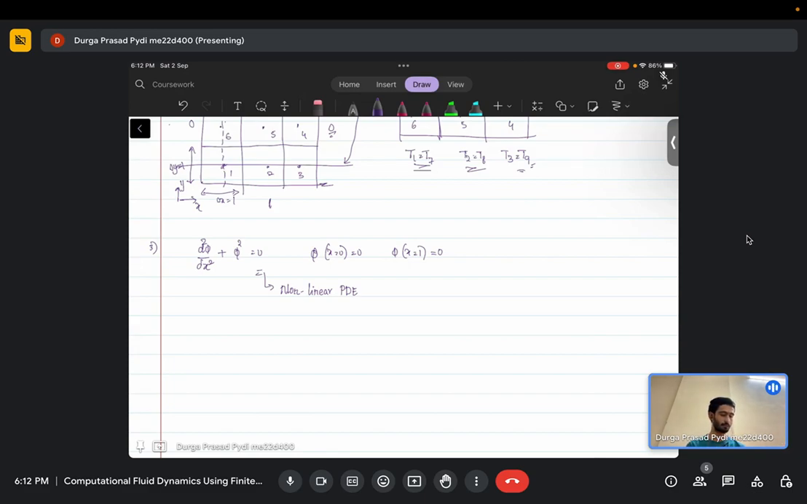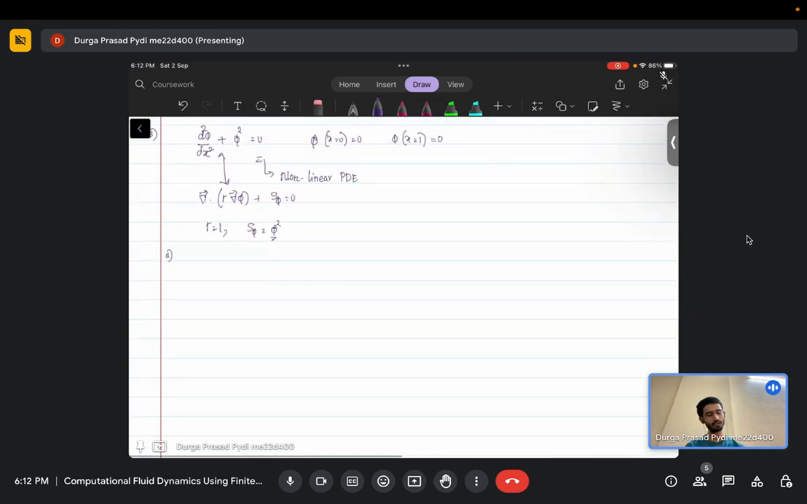Comparing this with our standard form, which is something like del dot gamma del phi plus some source term equals 0, you have gamma equals 1, and then your S is given by phi square. So how do we go ahead? The first question is essentially you have to linearize the source term. So how do we start with that?